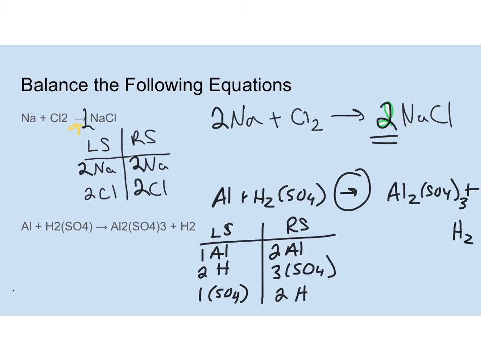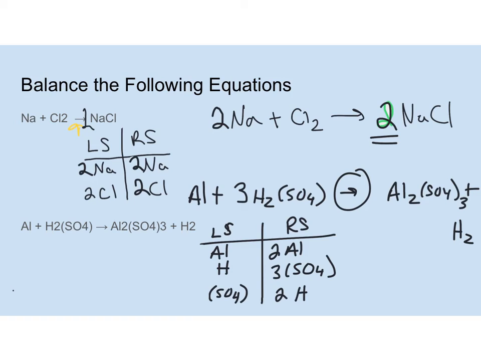So what I'm going to do is simply redraw this: aluminum plus, and now I'm going to put a number in front. I need 3 SO4, so I'm going to put a 3 there. Okay. Well, as soon as I put that 3 down, now I have to readjust all these numbers.